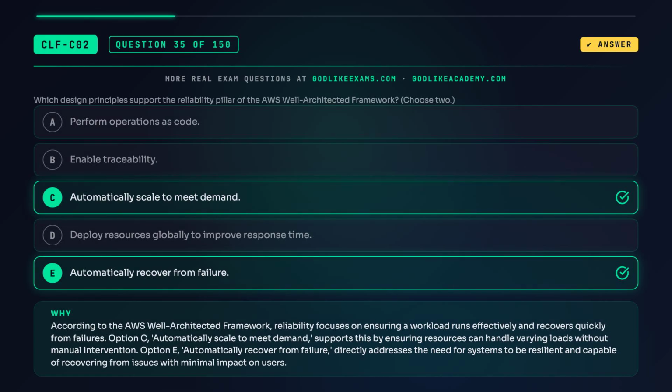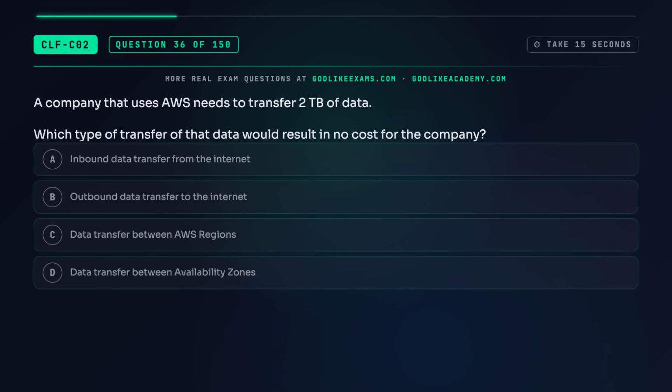The correct answers are C and E according to the AWS Well-Architected Framework. Reliability focuses on ensuring a workload runs effectively and recovers quickly from failures. Option C, automatically scale to meet demand, supports this by ensuring resources can handle varying loads without manual intervention. Option E, automatically recover from failure, directly addresses the need for systems to be resilient and capable of recovering from issues with minimal impact on users.